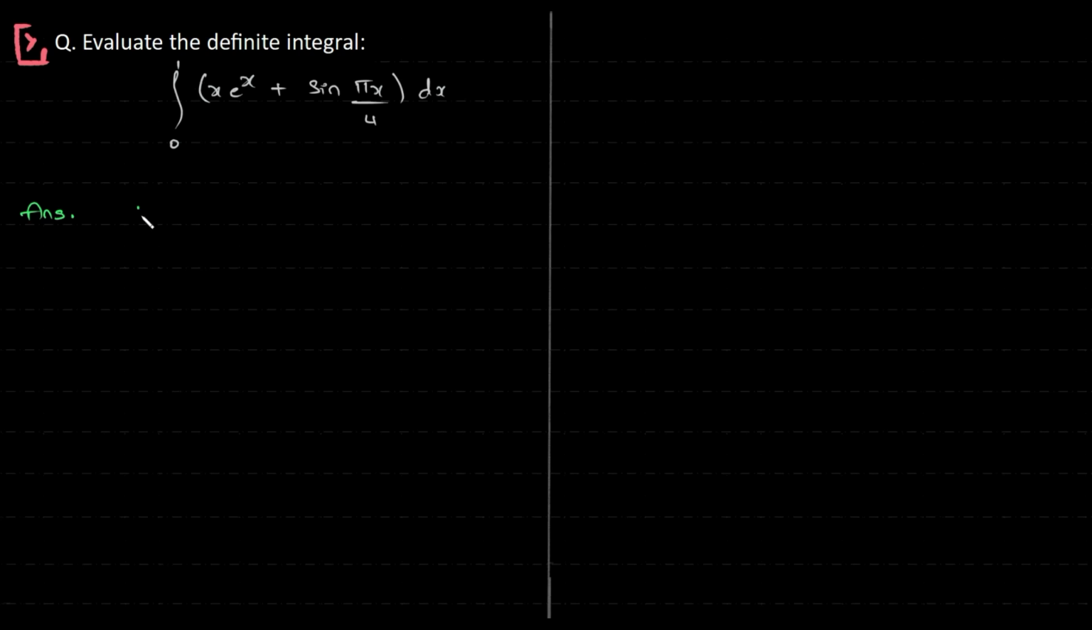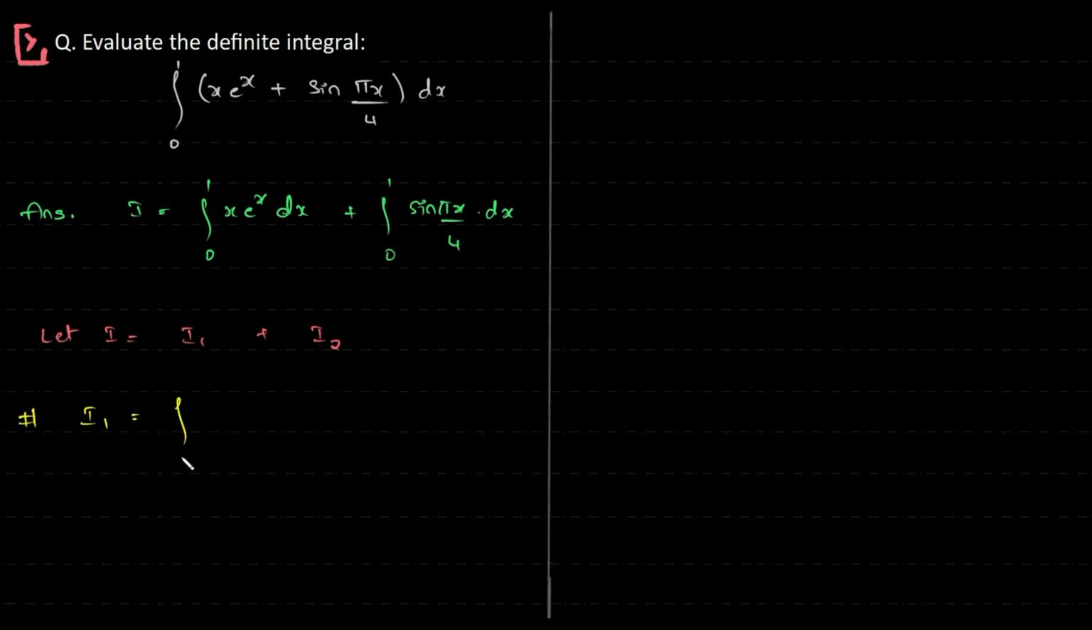Evaluate the definite integral of x e^x dx plus sine of pi x by 4 dx. So I'm going to take this as I1 and I2, so that makes the job easier. Now, I1 has to do with integrating 0 to 1 of x e^x dx.